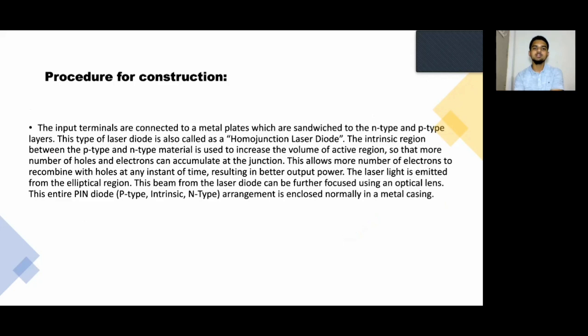Procedure for construction of a laser diode. The input terminals are connected to metal plates which are sandwiched between the n-type and the p-type layers. This type of laser diode is also called a homojunction laser diode.